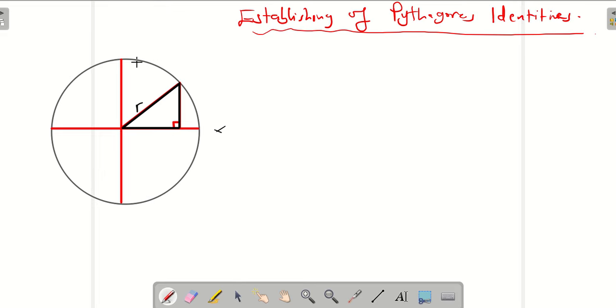Now this is the horizontal axis and this is the vertical axis. So we will call this X and here Y. Now since the triangle is a right angle triangle, we can apply the Pythagoras theorem. We say that x squared plus y squared will be equal to r squared. X squared plus y squared is equal to r squared.